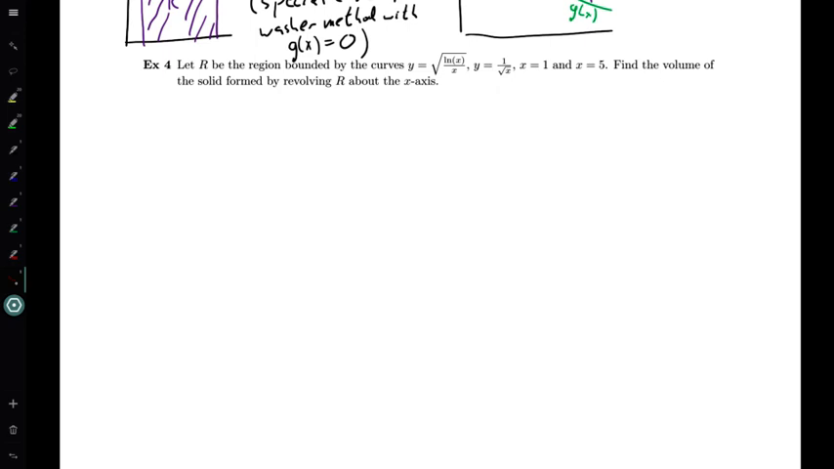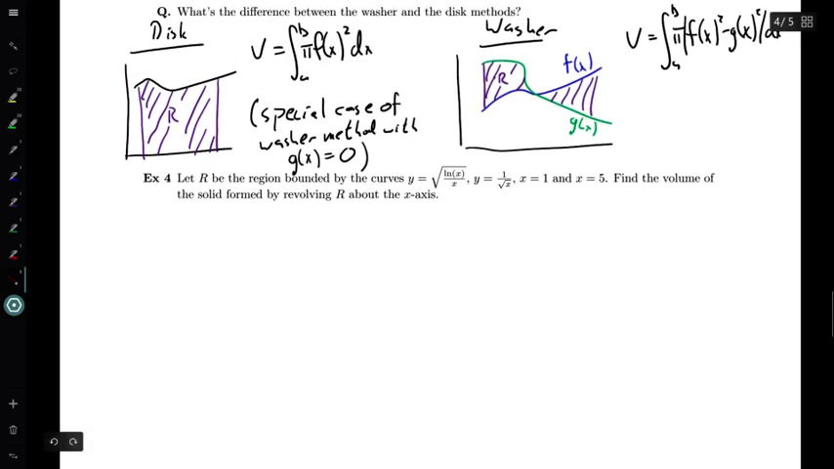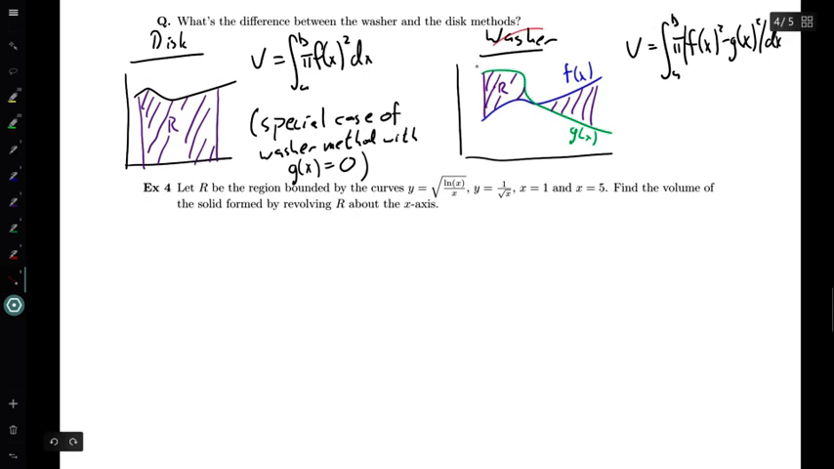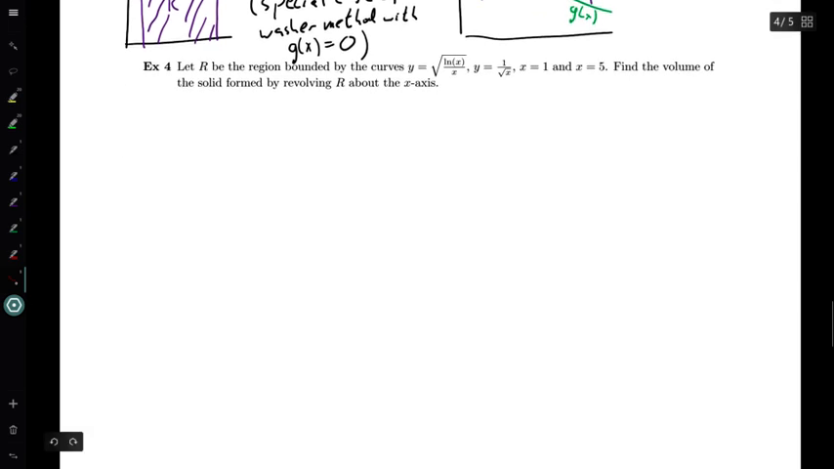So this one is going to be tricky to picture the region R. I'm not really sure what the graph of root log x over x looks like. Maybe I have a slightly better intuition for what y equals 1 over root x looks like, but it turns out we're not going to need to know what the graphs of these look like in order to actually figure out which one is larger. And that's really the key here. In order to do this washer method with the solid of revolution, we need to know which function is larger and which function is smaller.